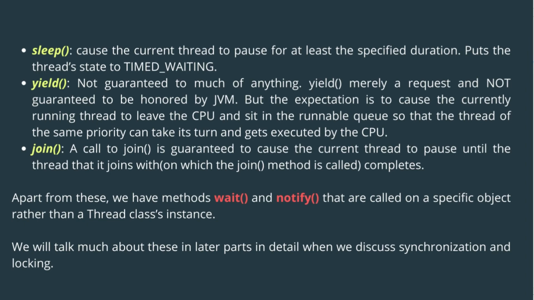While a call to the join method is guaranteed to cause the current thread to pause until the thread that it is joined with is completed, right? Apart from these, we have some other methods like wait and notify that are called on a specific object rather than a thread class instance, right? We will talk about these methods later in an upcoming part in detail, when we discuss synchronization and locking. At that time we will see the wait method and notify method.